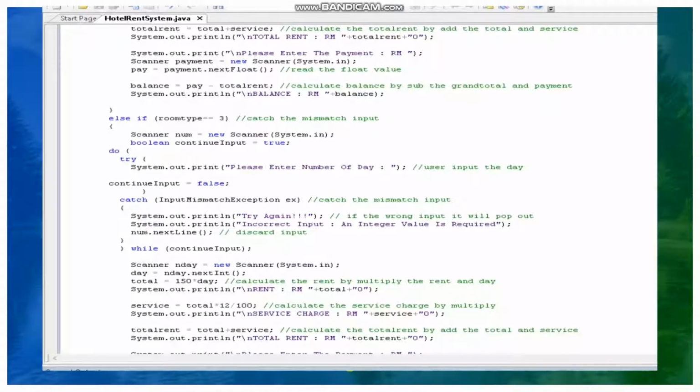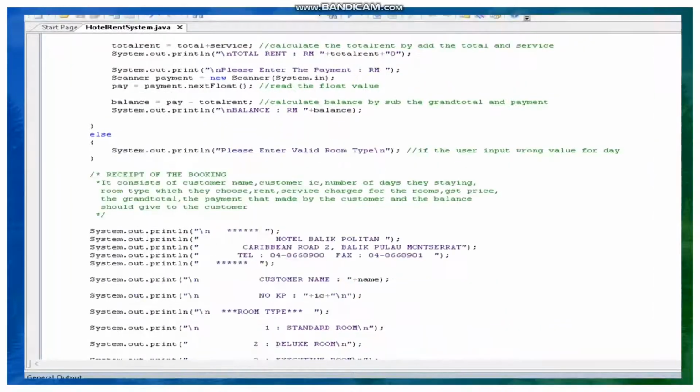So the next one is to calculate the rent by multiplying the rent and day, such as 150 times day. There's also total times service divided by 100, which calculates the service charge by multiplying the total with services. Then total rent is calculated by adding the total and services.